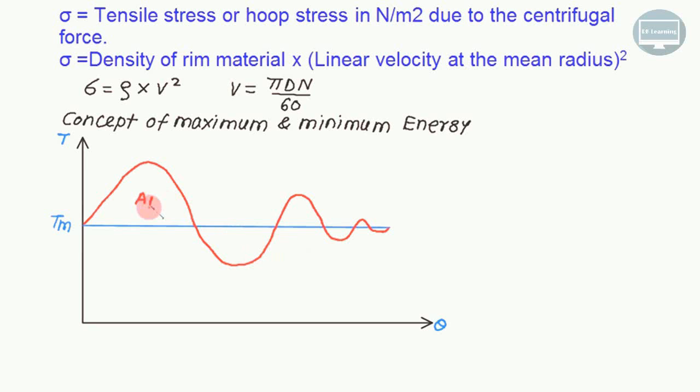Let's call this area A1, this area A2, this area A3, and consider this area. Now, as far as the figure is concerned, you will find A1 is the largest and A6 is the smallest area.